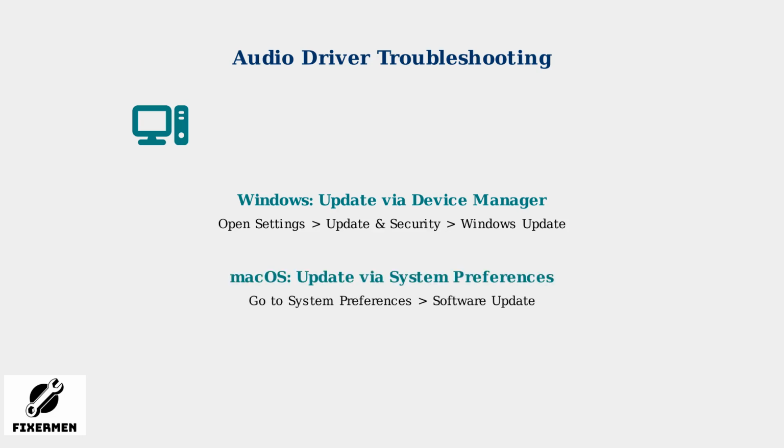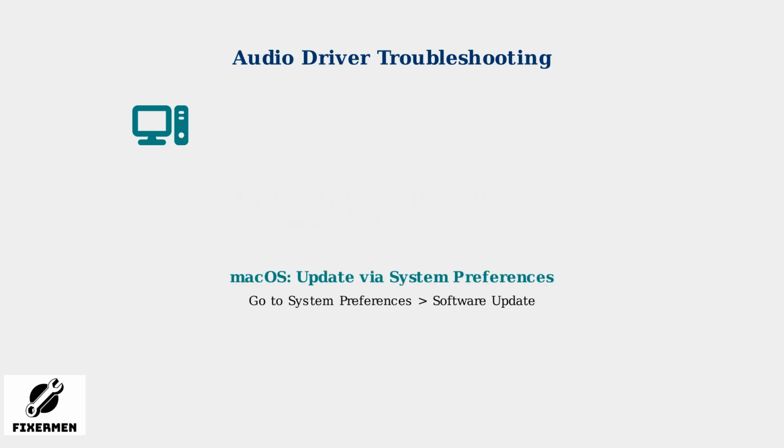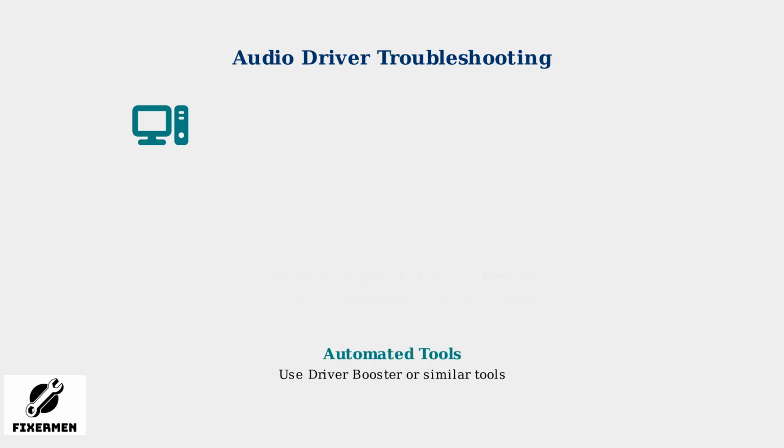For macOS, use System Preferences. Navigate to System Preferences, then Software Update to check for and install any available driver updates. To make this easier, consider using automated driver update tools like Driver Booster. These programs can scan your system and update all drivers automatically.